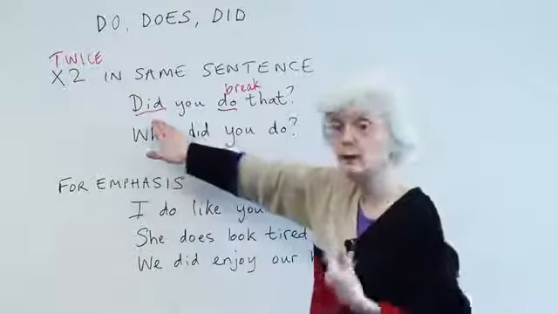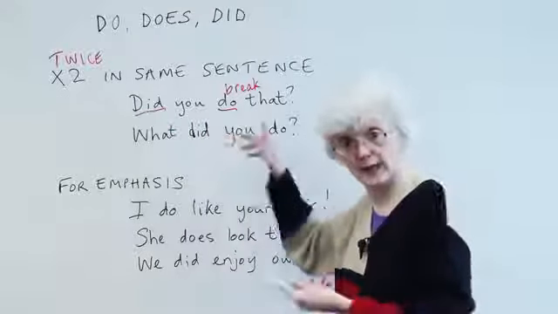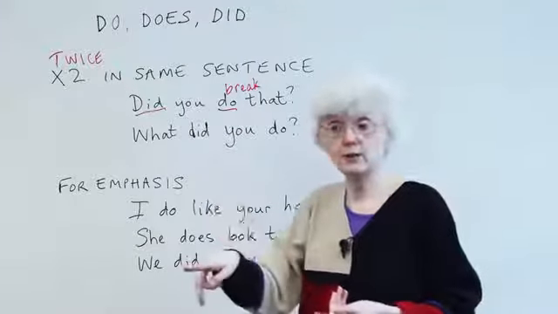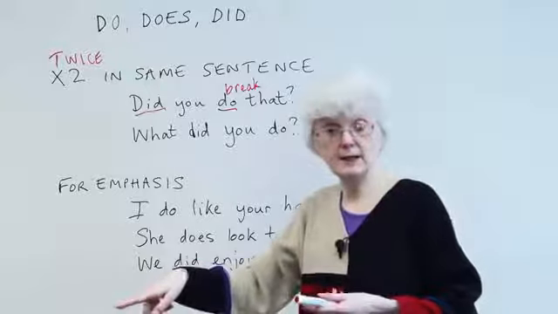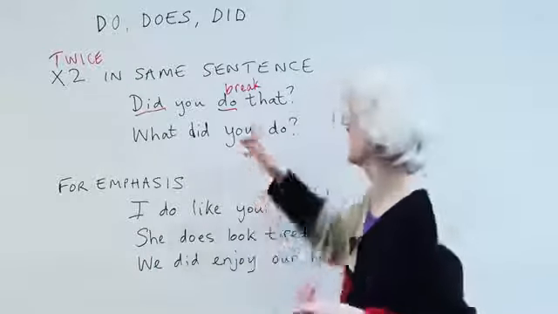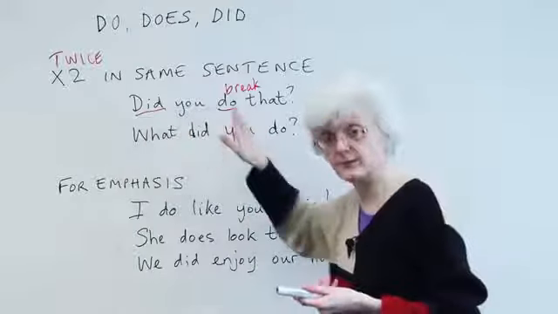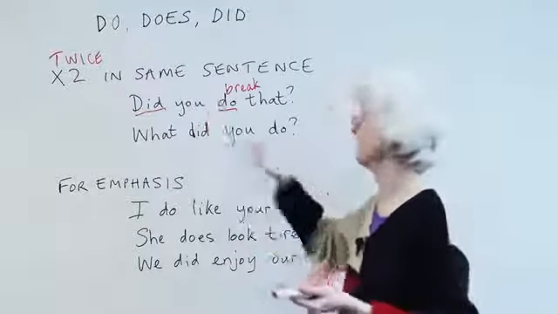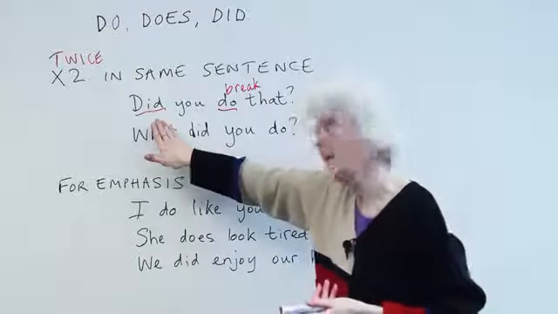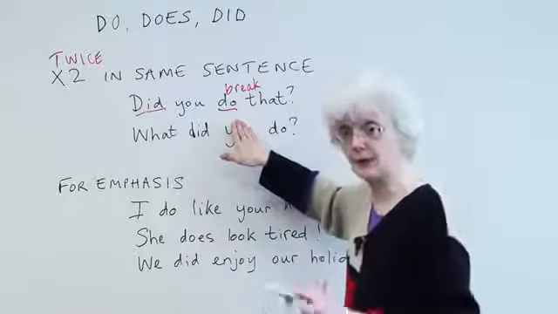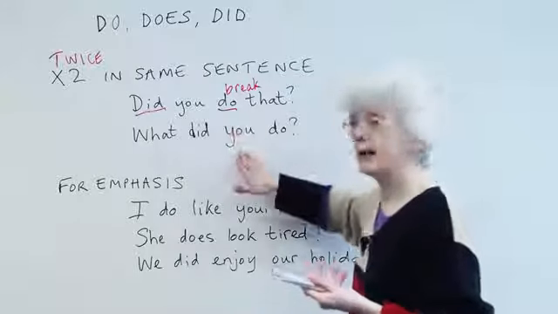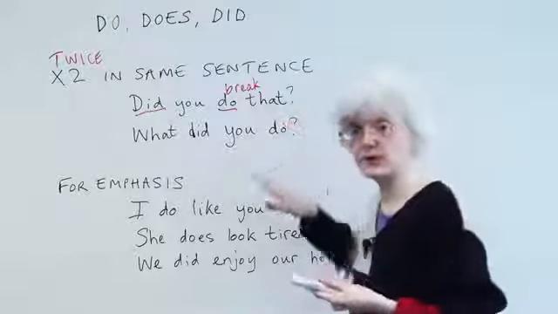So did, past tense, did you do that? Did you break that? Or you could say, did you drink that? Did you eat that? But you can just say, did you do that? Okay, so that's where do can appear twice. And once as the auxiliary verb and once as the main verb, the action of the sentence. Okay. And you can turn it, oh, well, that's already a question.